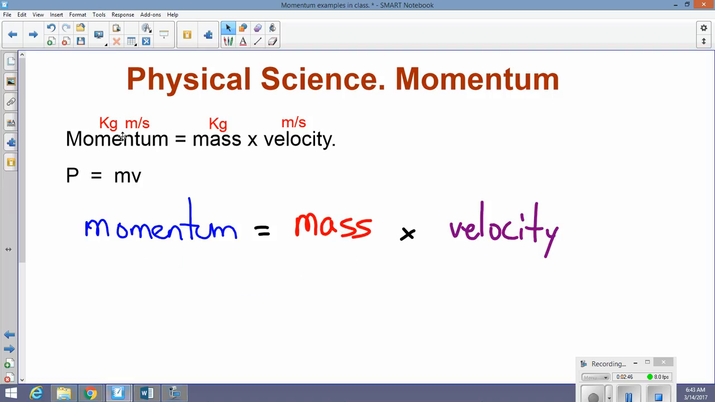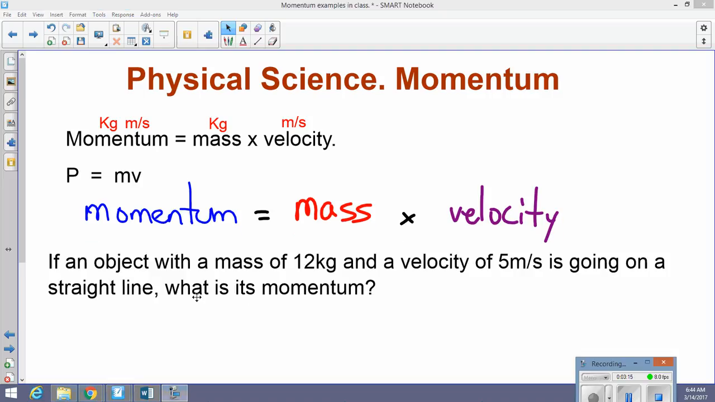Kilograms meters per second is momentum, which means that the bigger the mass, the more the momentum. Also, the bigger the velocity, or the faster the velocity, sorry, the more the momentum. So increasing either kilograms, which is mass, or meters per second, which is velocity, will also increase momentum because these two units are multiplied to find momentum.